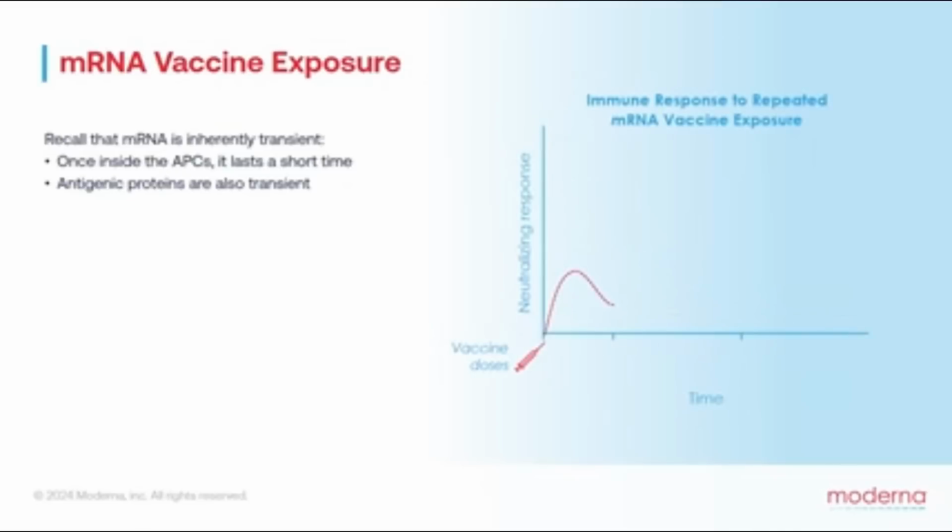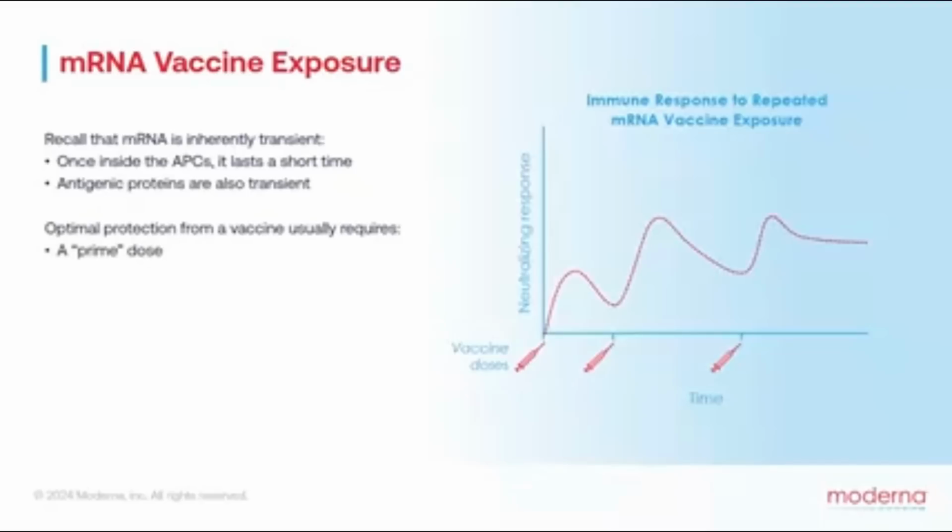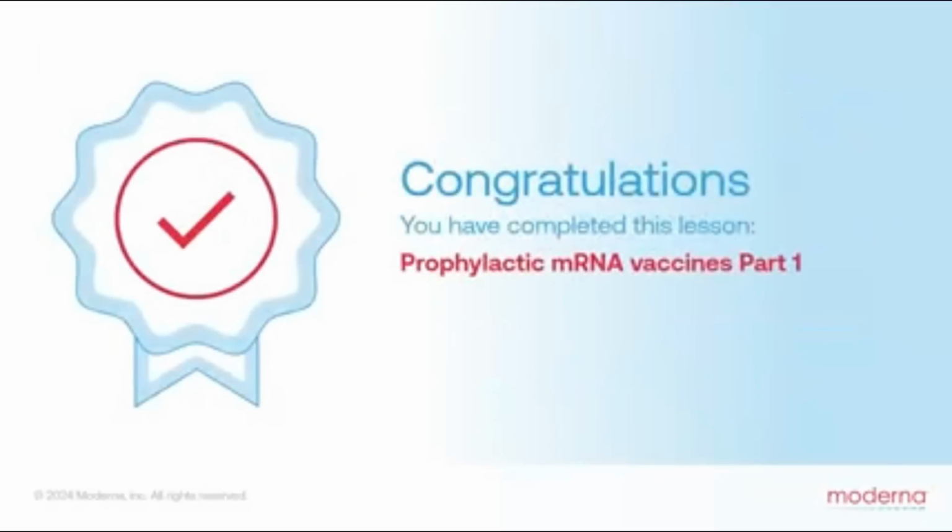Although a single exposure to a strong antigen can be sufficient to generate an initial adaptive immune response, a second and even third exposure often results in stronger and more durable responses. Like most traditional vaccines, optimal protection from an mRNA vaccine requires both a first or prime dose and one or more subsequent booster doses given weeks to months later. In the next lesson, we'll learn more about some special features of mRNA vaccines.